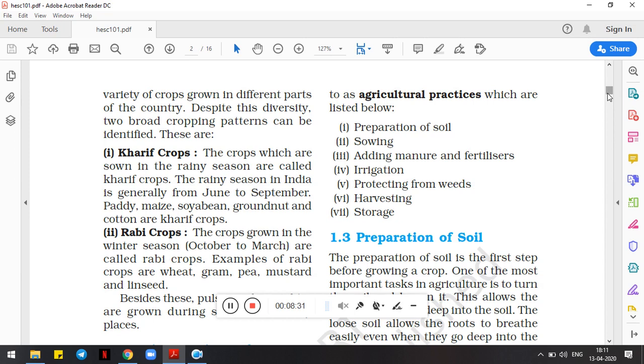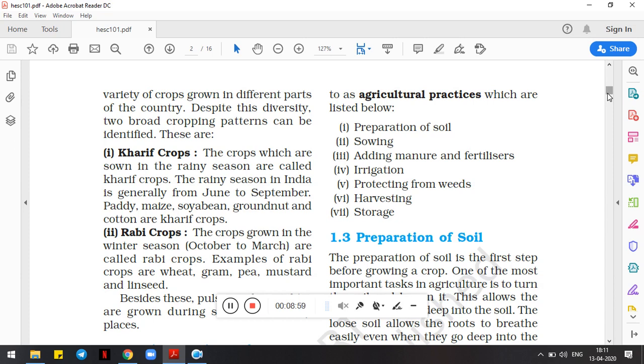So that is why in these agricultural practices, the steps are: first you have to prepare the soil. Second, you have to sow the seeds. Third, you have to add manure or fertilizer. Then fourth is irrigate the field. Then protect the crop from weeds, harvest it, and storage.